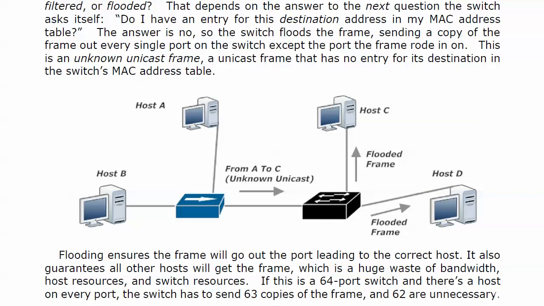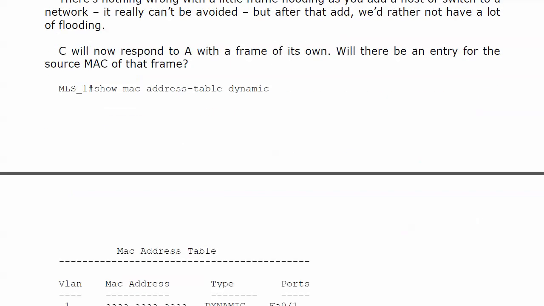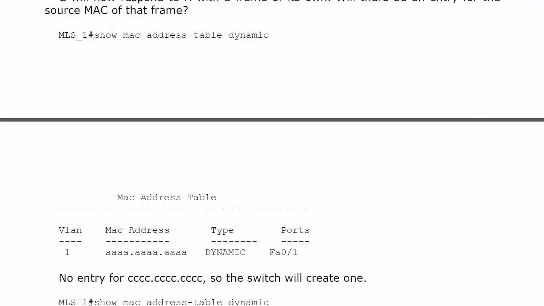Now, there's nothing wrong with a little frame flooding as you add hosts. You know, that's natural. That's going to happen. It really can't be avoided. But after that initial add of a device, we really want to keep flooding to a minimum. And you can certainly see why here. Now, C now responds to A with a frame of its own. Is there an entry for the source MAC address of that frame?